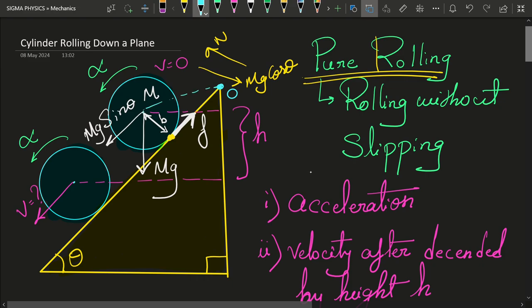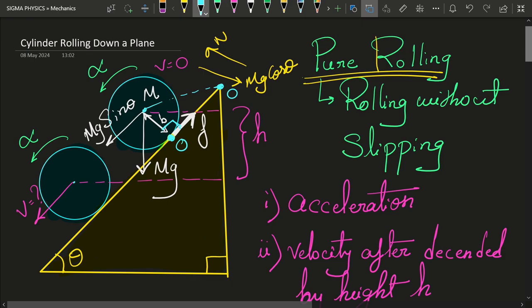I had considered my origin at the top tip of that wedge, and we were looking at the center of mass from over there, so we were getting the perpendicular distance as b. So that was obvious that I was doing that. But over here, we are going to shift the origin to over here, right? This is going to be our new origin. And now we are going to discuss the motion of the body.